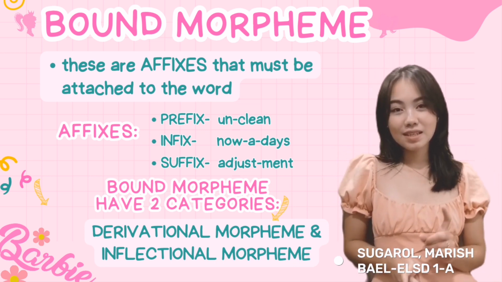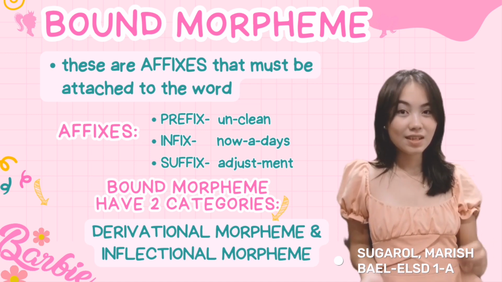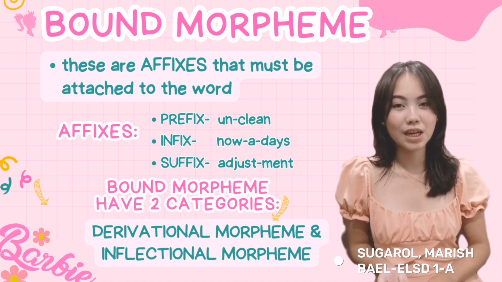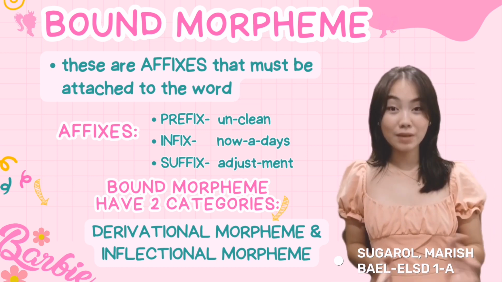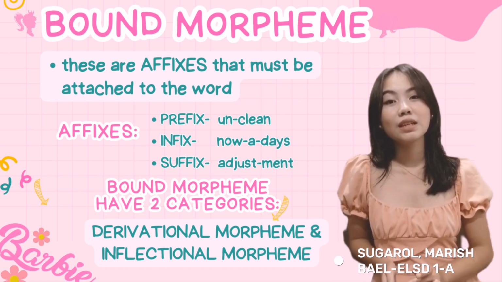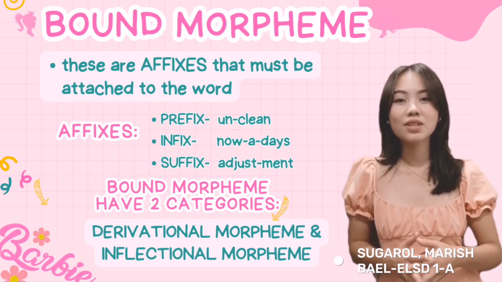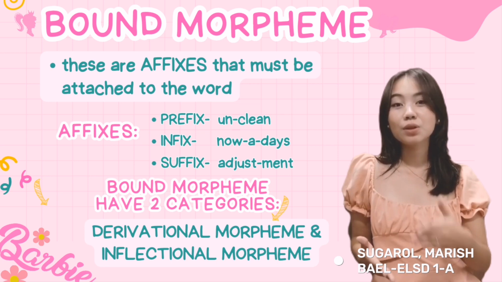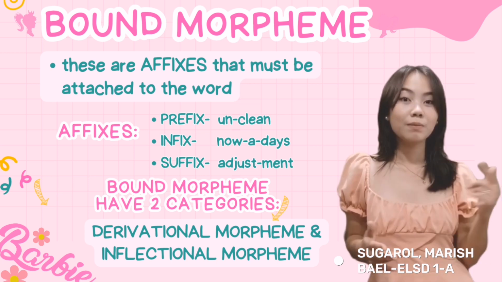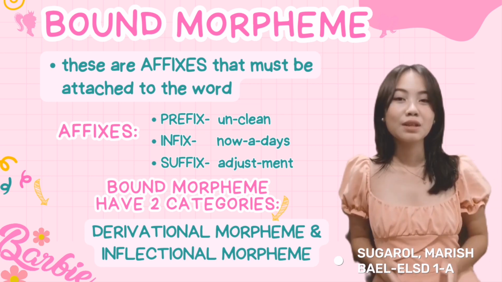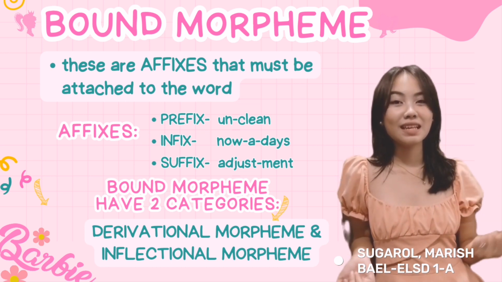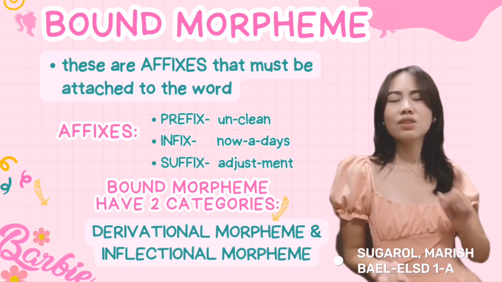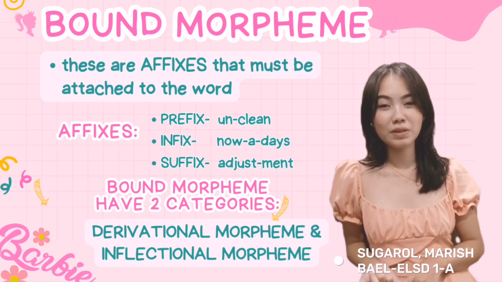Suffix is an affix that is added to the end of the word, and it changes the meaning of the word by giving it a different grammatical function. For example, the suffix able can be added to the word read to create the word readable. Agree plus able is agreeable. So now, let's move on to the two babies of the bound morpheme, which are derivational and inflectional morphemes.